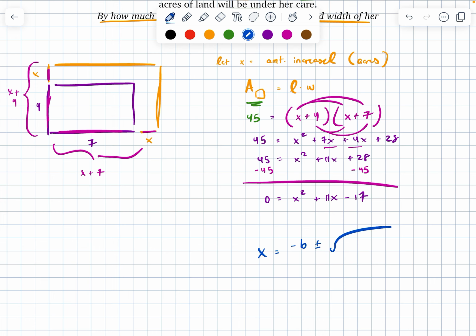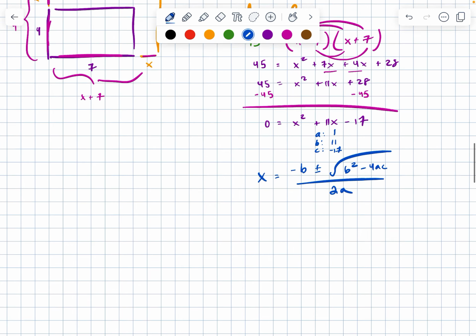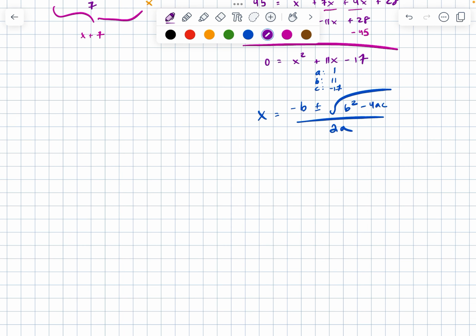Which means that my handy-dandy quadratic formula, x equals, say it with me, negative b plus or minus the square root of b squared minus 4ac all over 2a, will be the trick here to get me out of this conundrum, which means I need to find some values of a, b, and c. Well, I'm in standard form. My leading coefficient here is 1. My b in the middle is 11, and my c constant term at the back is negative 17.